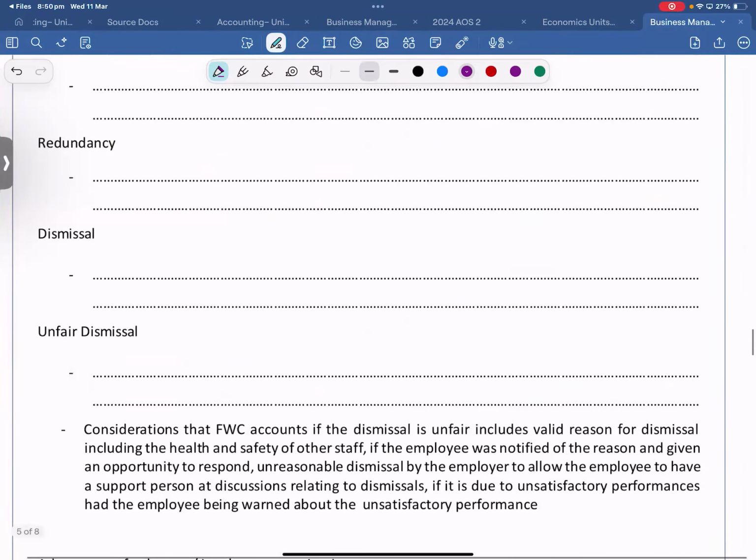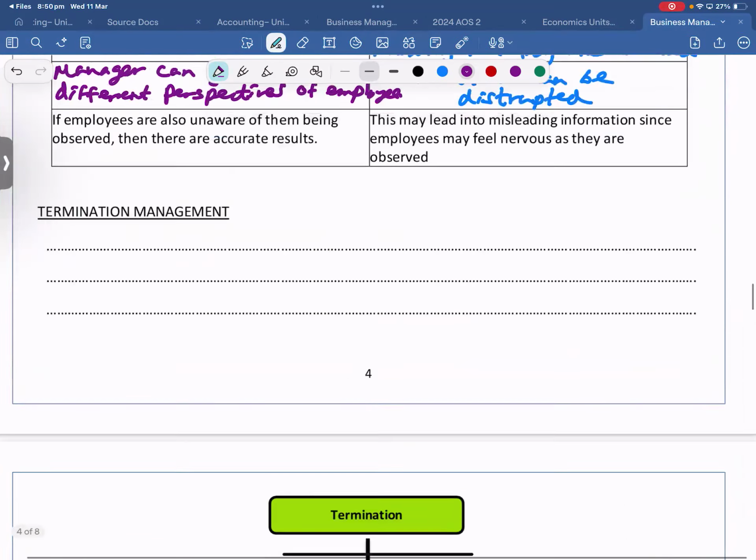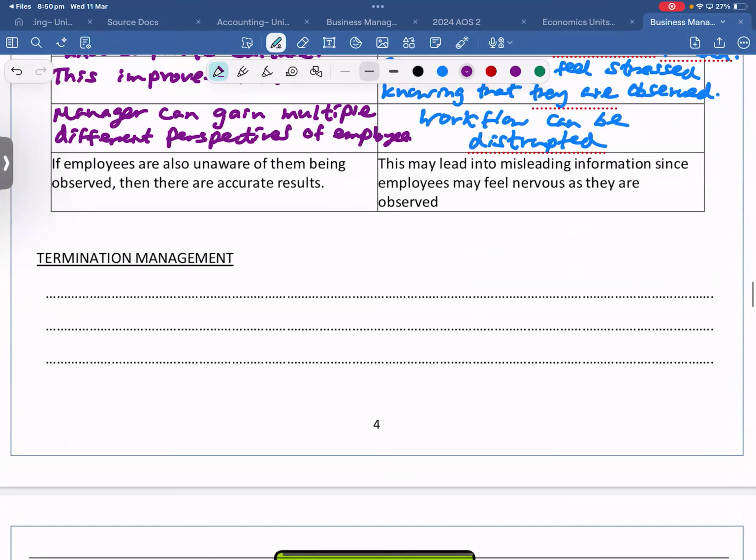All right, then we'll start. I don't know if we can finish this one today, but we'll start it. Termination management. You know what termination is? Yeah, firing. So only firing? Not only firing, even if the employee leaves by themselves, that's also termination. Termination means we finish the employment. Terminate means you stop, so the job is stopped, employment is done.